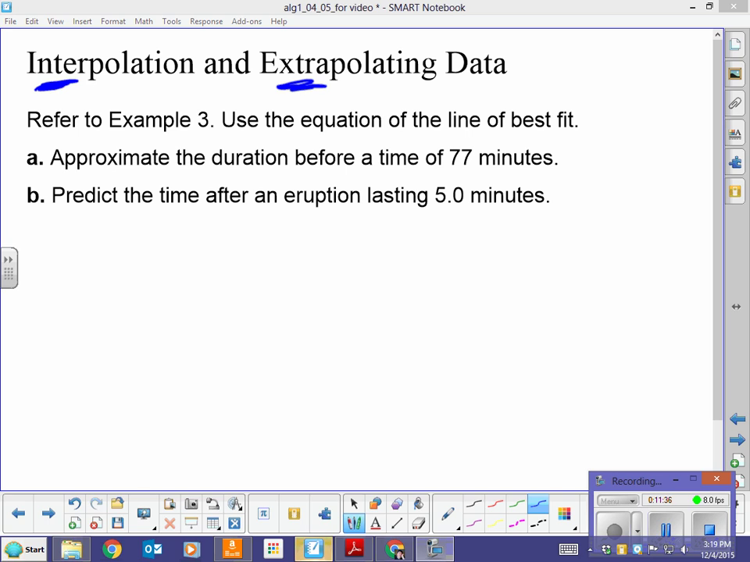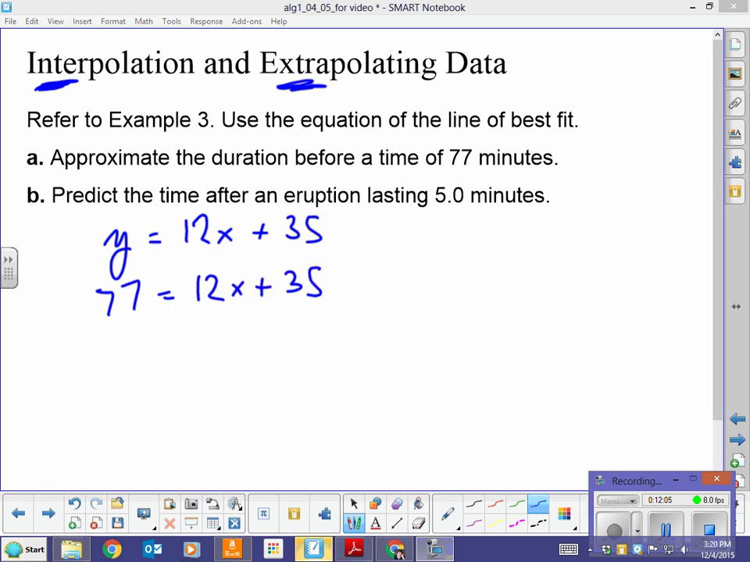So in the last example, we came up with this equation. I'm going to use the more approximate y equals 12x plus 35. And we want to know what's the approximate duration for a time of 77 minutes. So we're going to put in 77 equals 12x plus 35.